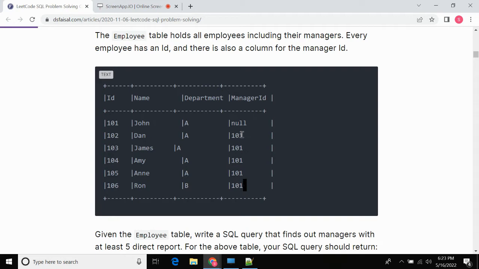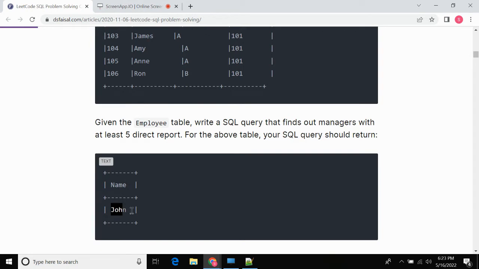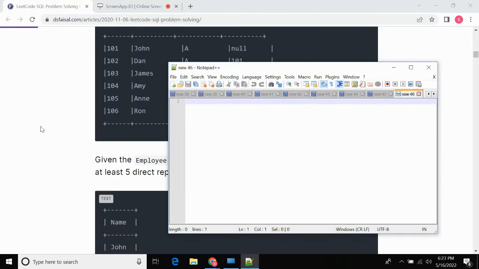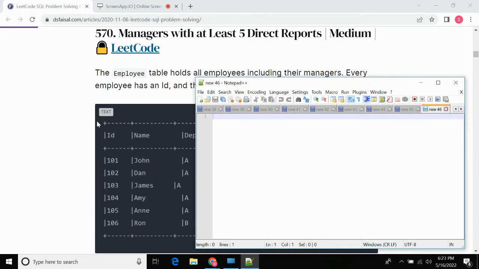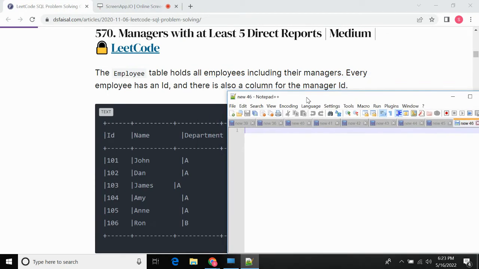So what is the output here? Output will be 101, right? And who belongs to 101? John, because he's the only one under whom there are at least five employees, right? So what would be my output? John only, right? So the output is John only. Just try out the SQL query in the notepad itself, and then I will show you the actual solution, whether it matches my output or not.